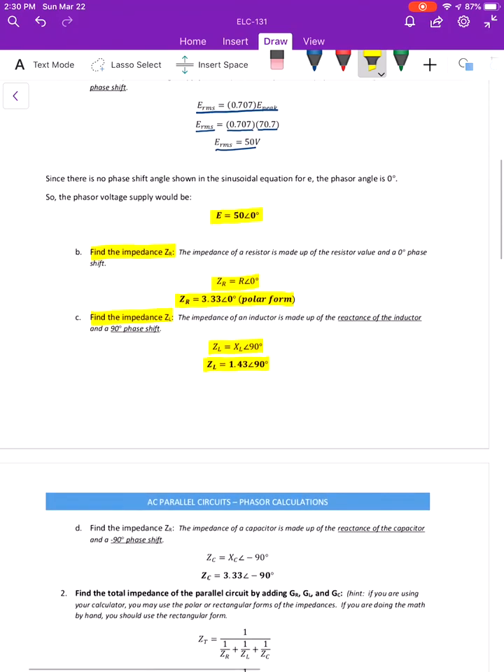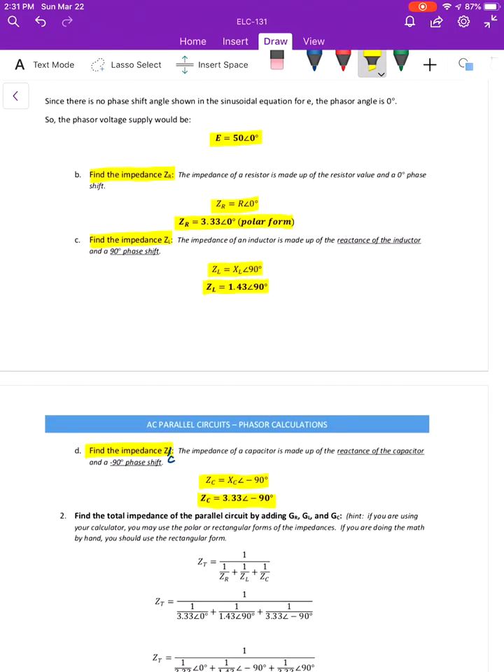And for the impedance of the capacitor, that should be C right there. We're going to call it C. For the impedance of the capacitor, we're just going to take the reactance of the capacitor at negative 90 degrees because it's a capacitor. So Z sub C would be 3.33 at negative 90 degrees, and there we have the impedance of all 3 of our components of our circuit.